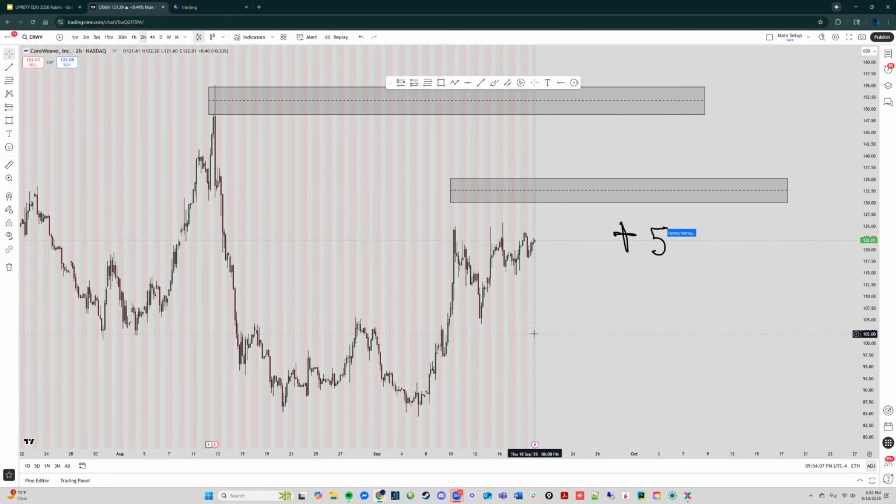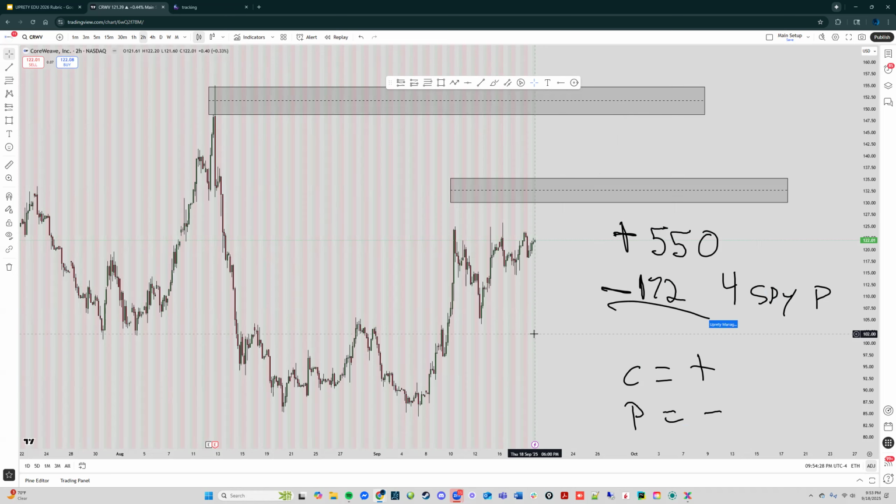Okay, so what we're going to do is take our 550 and add, remember, calls have positive delta, puts have negative delta. So now we're going to bring in puts. For today's example, I brought in 4 SPY puts, and I got my delta down. I think it was 172. So 550 minus 172.